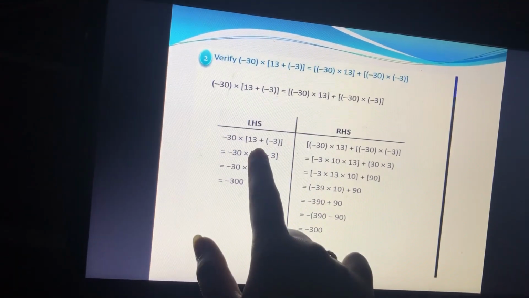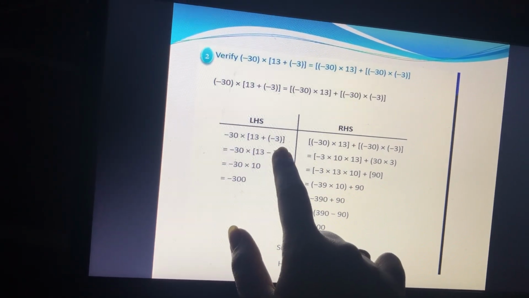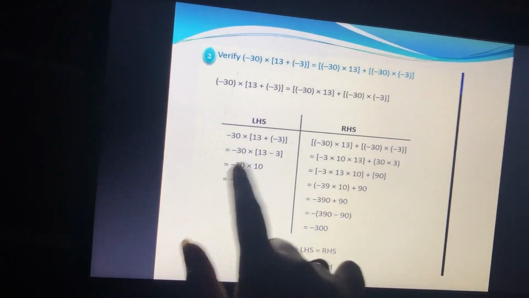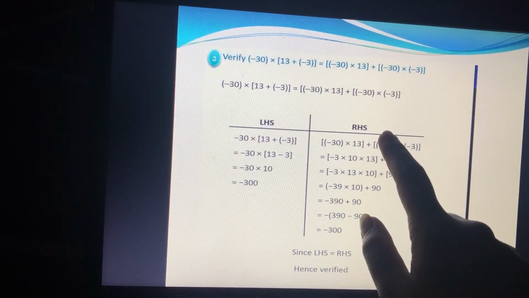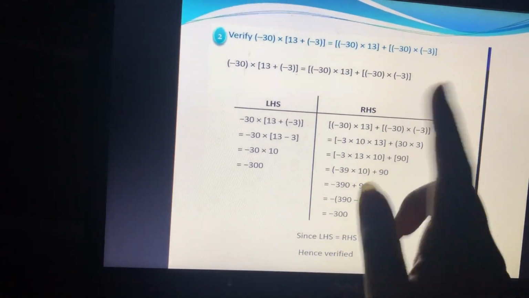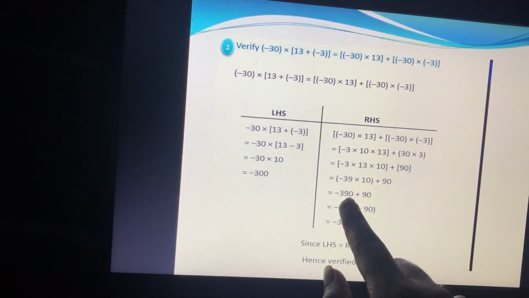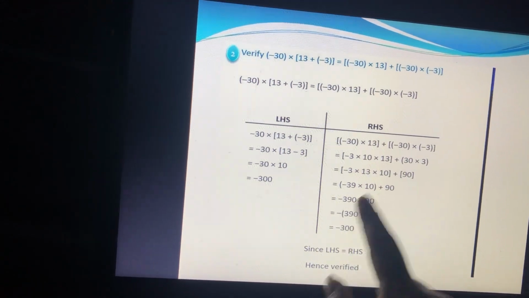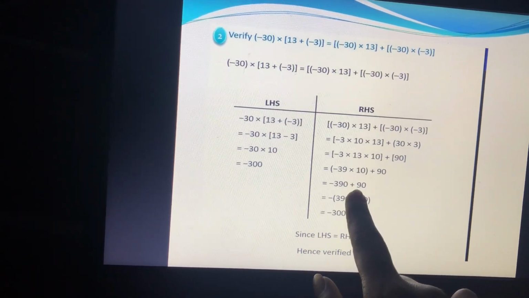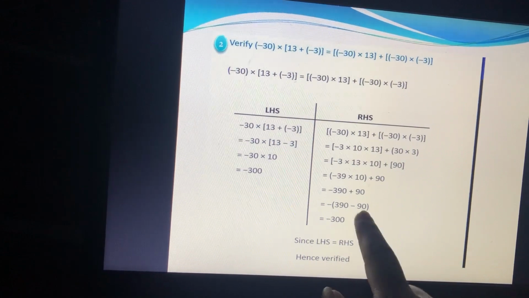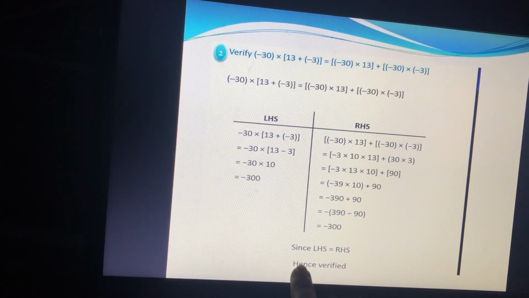Left part is minus 30 multiply 13 plus minus 3. So according to BODMAS, again we have to solve the bracket first. 13 minus 3 is 10. 10 multiply minus 30 is minus 300, right? Now we have to solve the RHS. RHS is this. So again with BODMAS, we have to solve the bracket first, right? After multiplying this, we get minus 390. After multiplying this, you get plus 90. Plus minus minus again, so taking minus as common, इनको minus किया, we get minus 300. The answer is same since LHS and RHS are equal, hence verified.